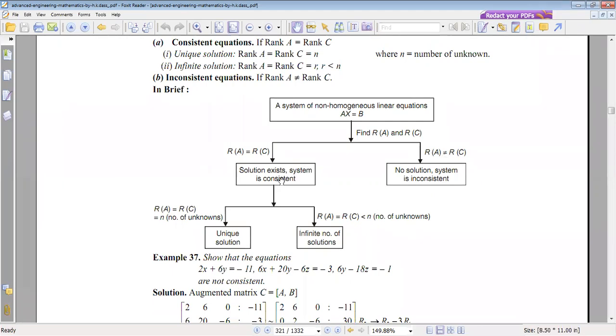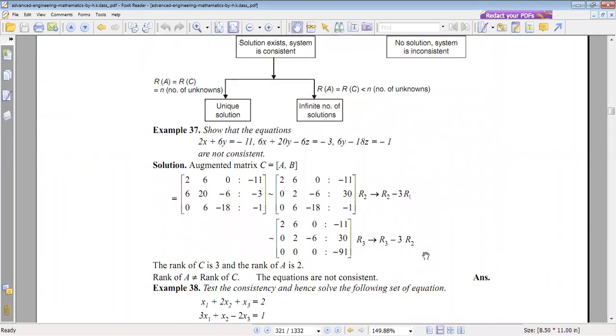If rank of A equals rank of C, then the system is consistent, and if rank of A is not equal to rank of C, then the system is inconsistent. Now in the consistent case, two cases arise. One is a unique solution when the rank is equal to the number of unknowns, and it is an infinite solution when it is less than the number of unknowns. So let's try some problems.